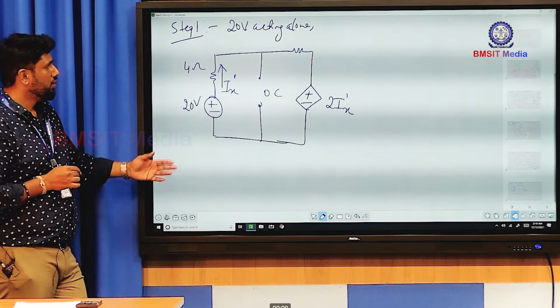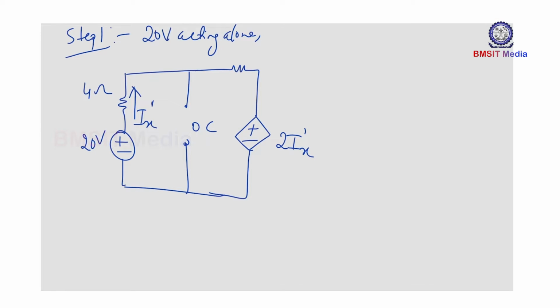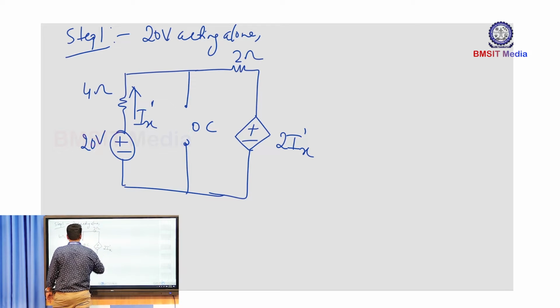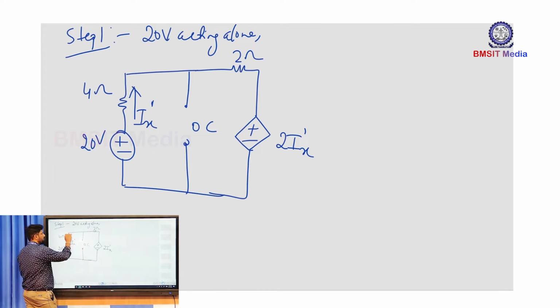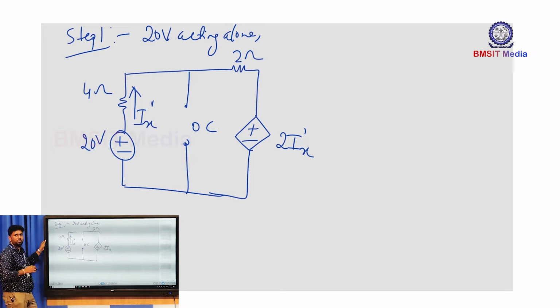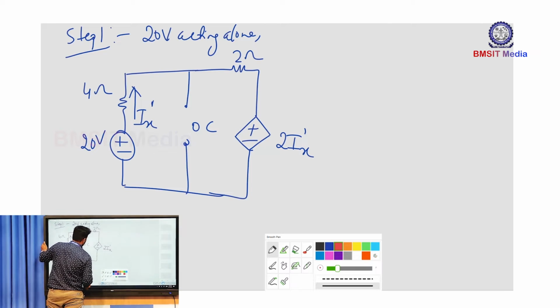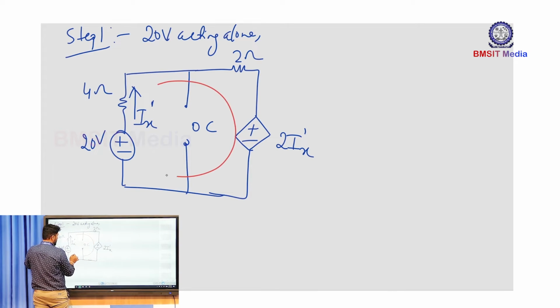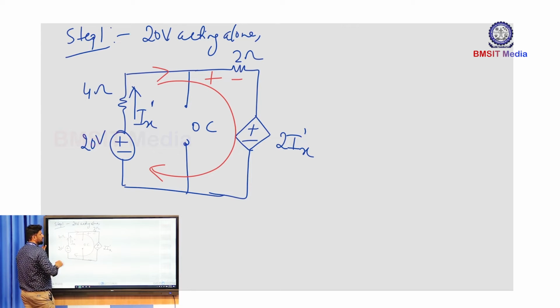So this is the simplified network after you consider the 20 volt source acting alone. Now here you can find the value of Ix. This resistance value is 2 ohm. So now just observe this network. It is a single loop network here. If you apply KVL, you will easily obtain Ix dash. So now I'll apply KVL to this loop. If this is the current that flows through this loop, Ix, these are the polarities plus minus. So now you apply KVL to the loop.